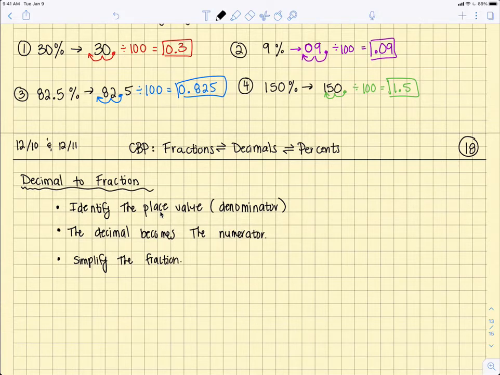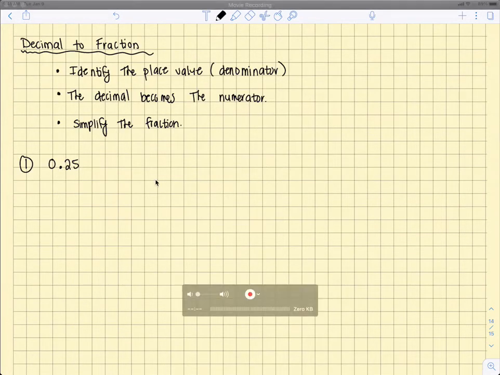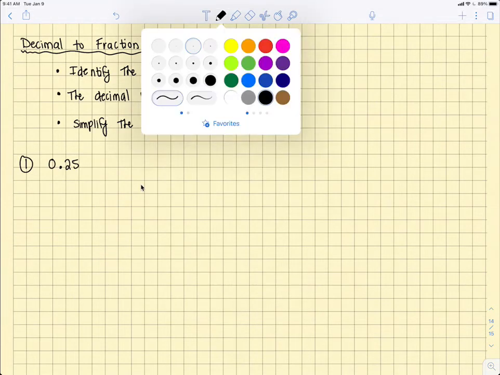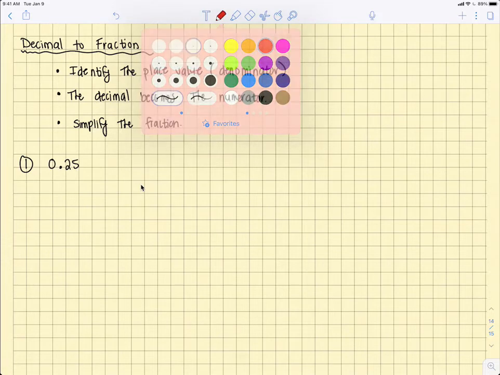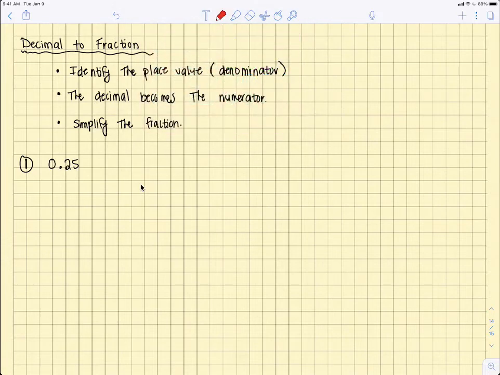Let's take a look at some examples. All right, I have my decimal 0.25. My first step is to identify the place value. And remember, the place value that we're looking for is the very last number in your decimal. So what place value is this? What place value is the 5 in?